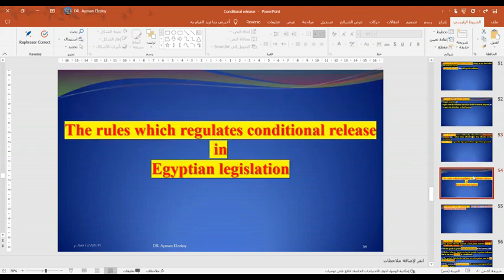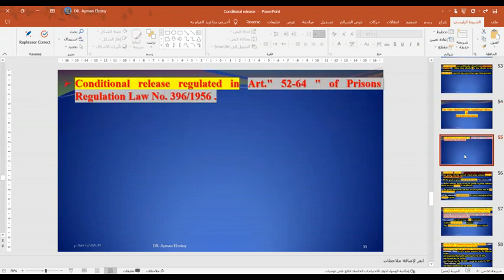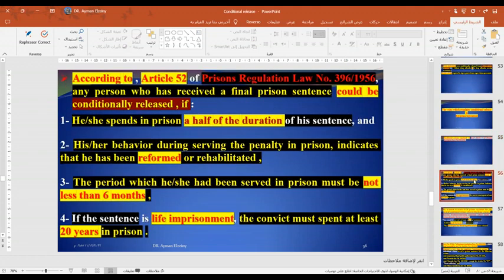يجي بقى للقانون المصري. Rules which regulate conditional release in Egyptian legislation. Conditional release is regulated by articles number from 52 to 64 of the prison regulation law. الإفراج المشروط تحكمه ضوابط وقواعد منصوص عليها في المواد من 52 ل 64 من قانون تنظيم السجون. According to Article number 52 of the Prison Regulation Law, any person who has received a final prison sentence could be conditionally released under certain conditions. Certain conditions?